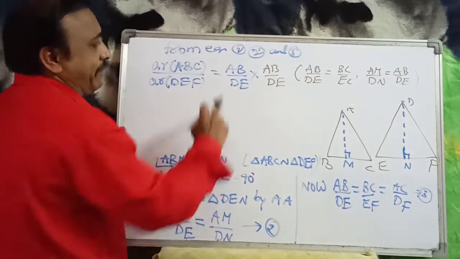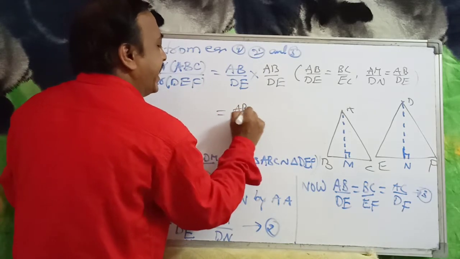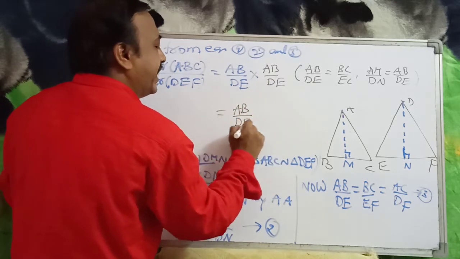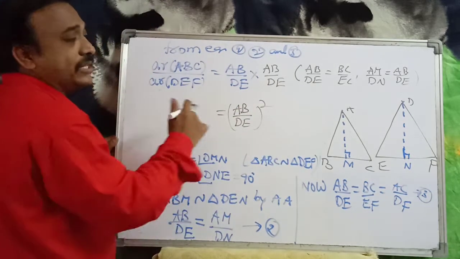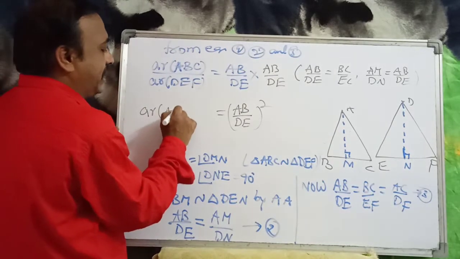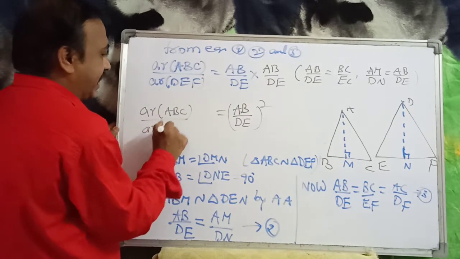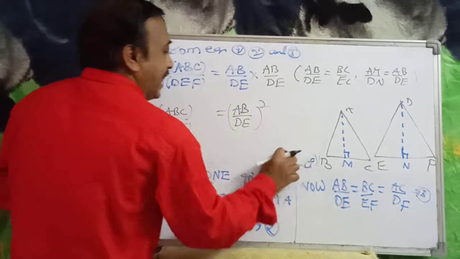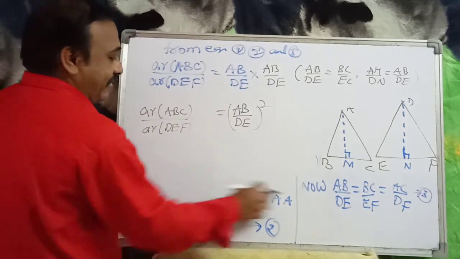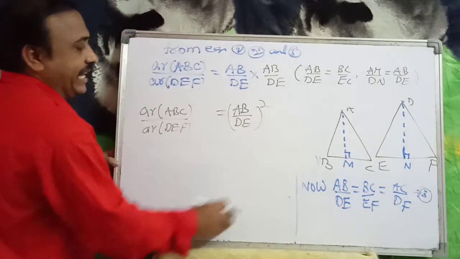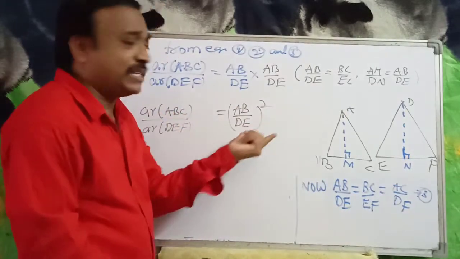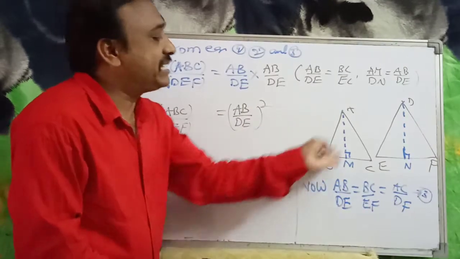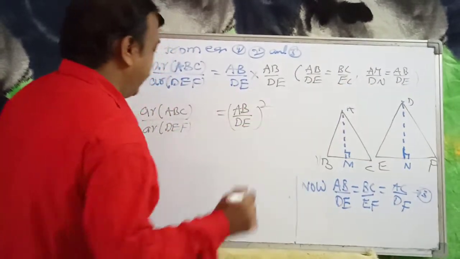Now observe it, AB into AB, what are we getting? AB square, by DE into DE, DE square, AB by DE whole square. So area of triangle ABC by area of triangle DEF is equal to AB by DE whole square. Now, when triangles ABC and DEF are similar, the corresponding sides are in proportion. So in place of AB by DE you can write BC by EF or AC by DF.